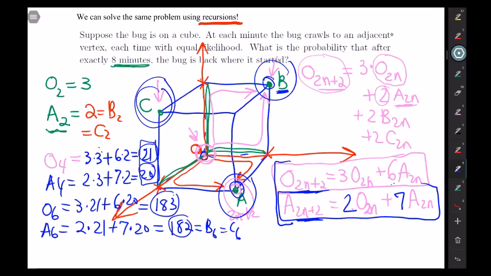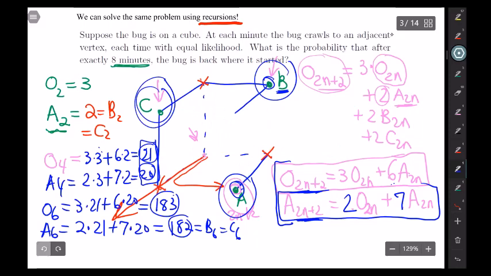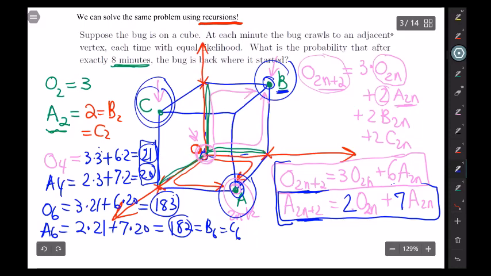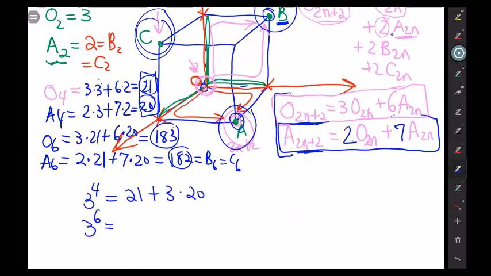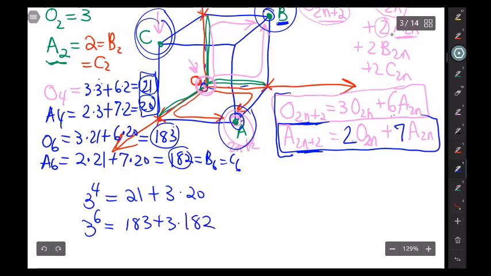So let's keep the picture. Okay, so what I'm saying is 3 to the 4 ways is equal to 21, which is O4, plus 3 times A4, 3 times 20. That makes sense. 3 to the 6, which is 81 times 9, 729, I guess, is 183 plus 3 times 182. Do you guys see that?